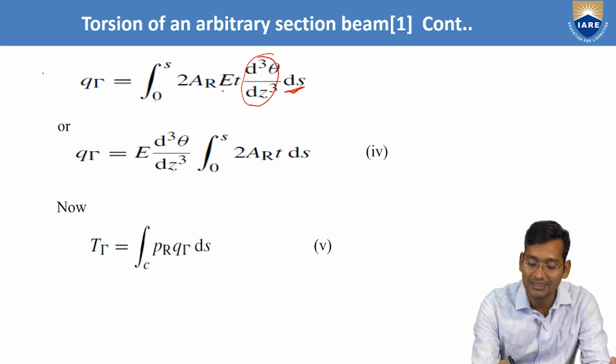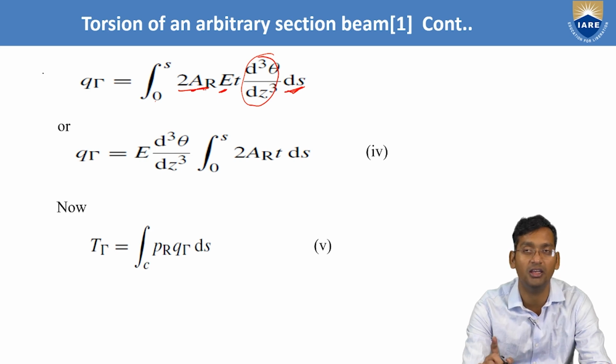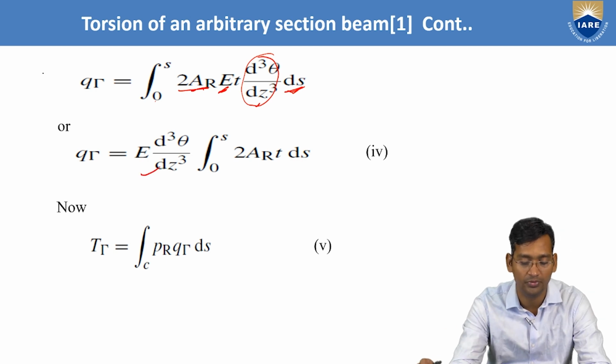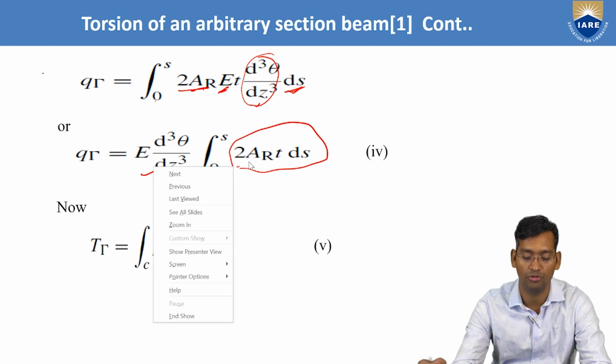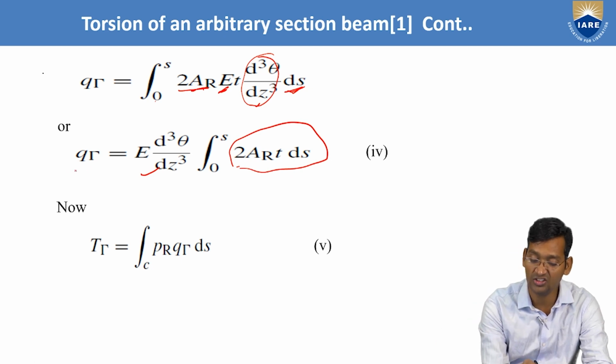So E and 2, what will they be? The area A r won't be constant, because the area depends on s. So E is constant, d q theta by dz is constant, so that is out of the integration, right? And we are left with the integral from 0 to s of 2Ar t ds. Now put the value of Ar and integrate, and you will get the value of q tau. This is for q tau.